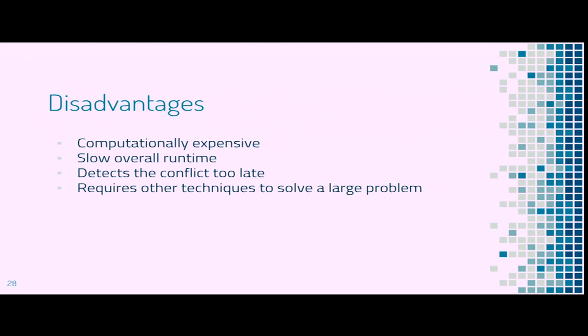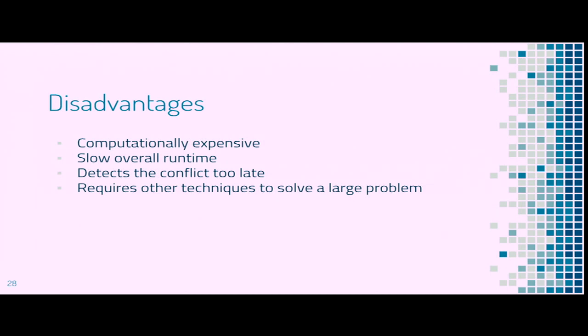The disadvantages is that it's computationally expensive if the sample size is going to be large. Okay, and this results in a slower overall runtime. And sometimes it detects the conflict too late. So let's say I'm running through a maze, and then the dead end is quite far away. So I will not find it out until I reach near the end of the maze.